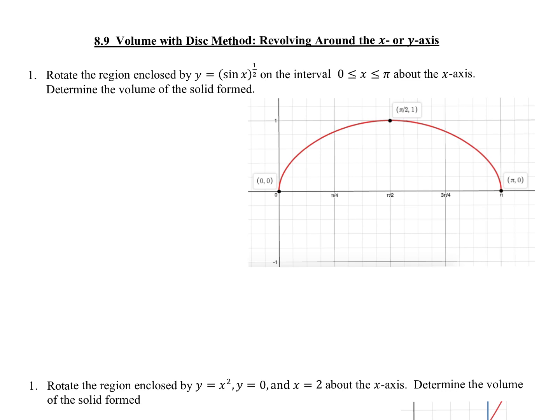So on page 28, if we picture this function, and look what it says. This is the function sine of x to the 1/2 between 0 and pi. And you guys, it is rotated about the x-axis. I'm going to rotate it about this x-axis, right?